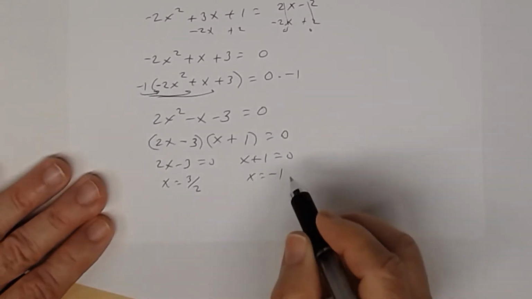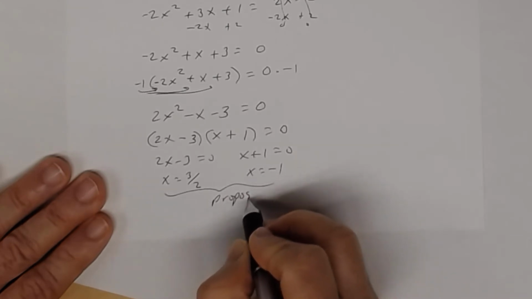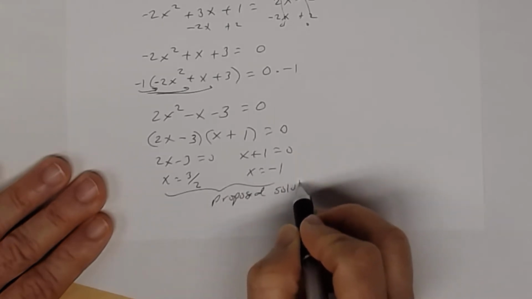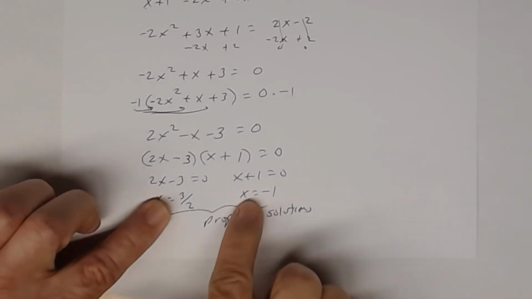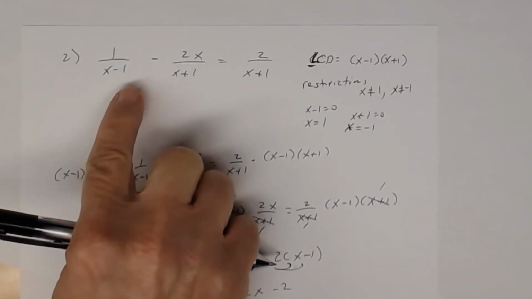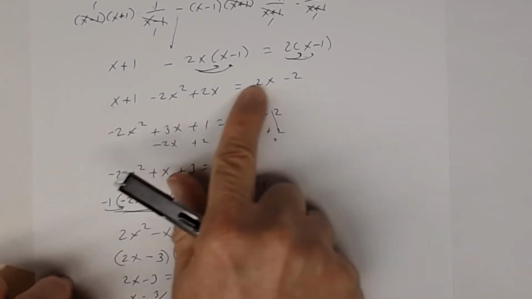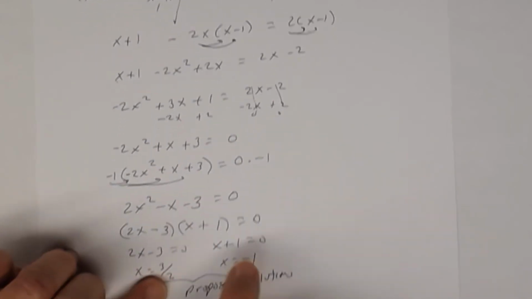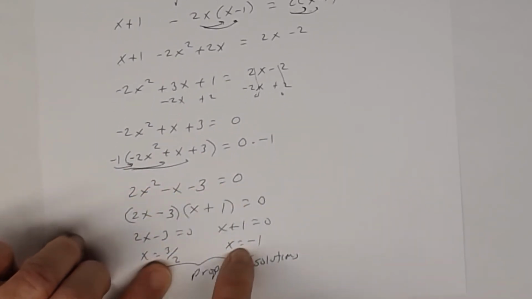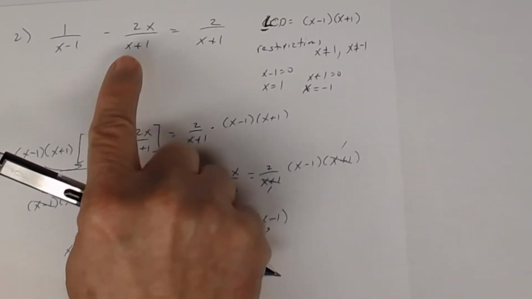So these are your proposed solutions, right? But remember, you have to check to see if these proposed solutions are solutions to the original equation. You see, these proposed solutions are solutions to this quadratic equation. These are the solutions. But are they solutions to the rational equation?